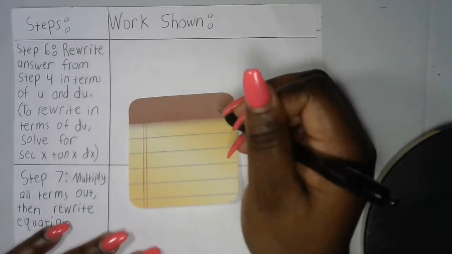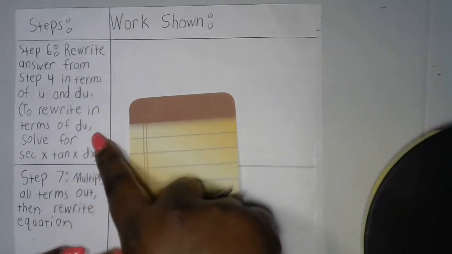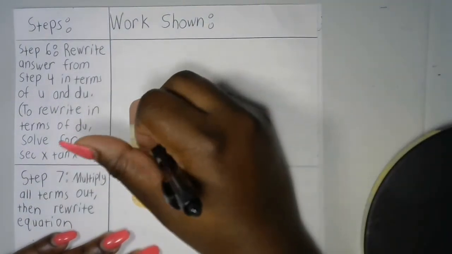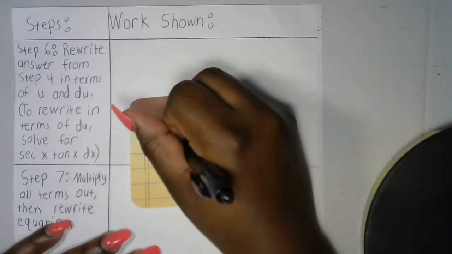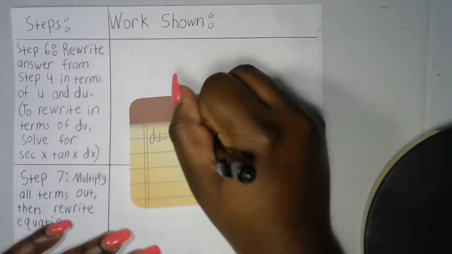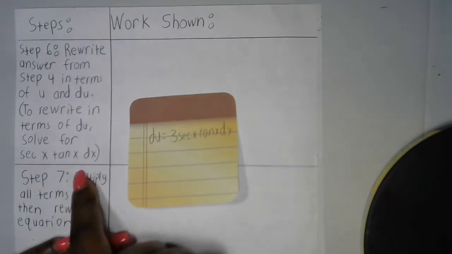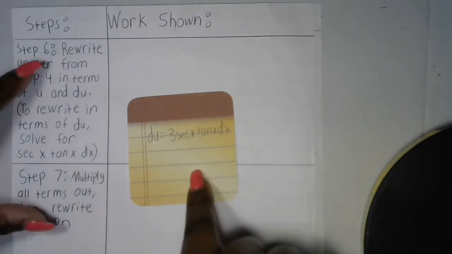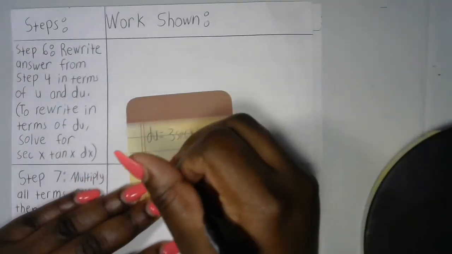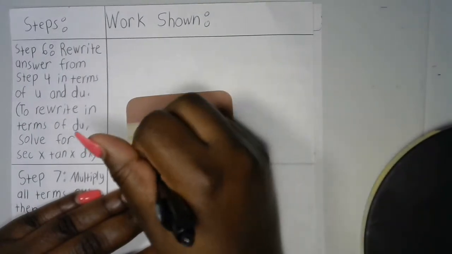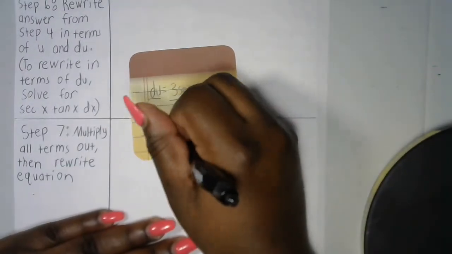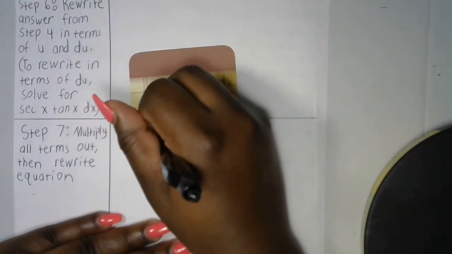Anyway, say, to rewrite in terms of du, you solve for secant x tan x dx, right? I mean, du is already like this, so we don't have to do that. But just in case du was equal to 3 times secant x tan x dx, we would have to solve for just secant x tan x dx in order to rewrite it in terms of u and du. So you would divide by 3 on both sides, and you would get du over 3 is equal to, can you see the d like that?